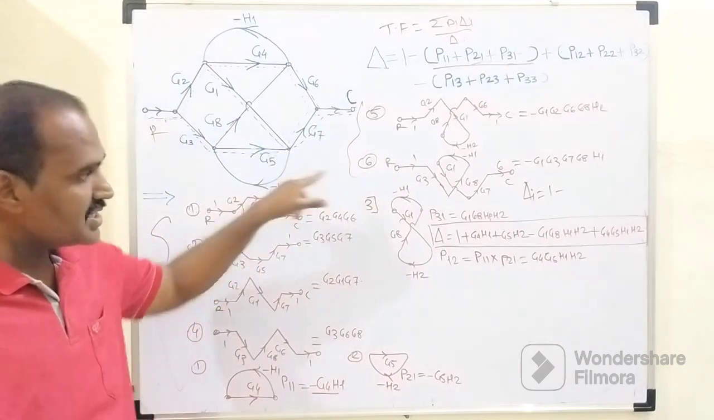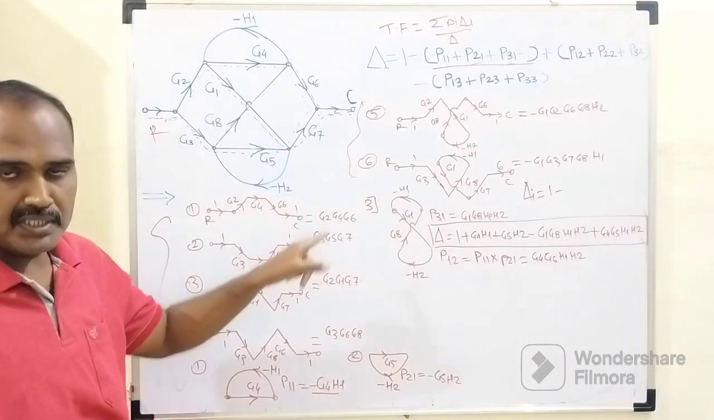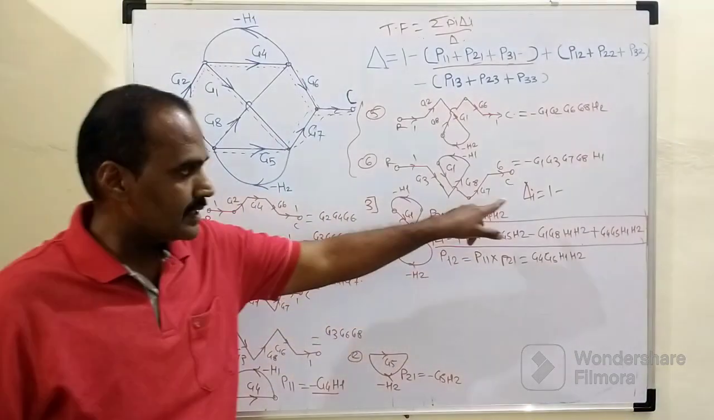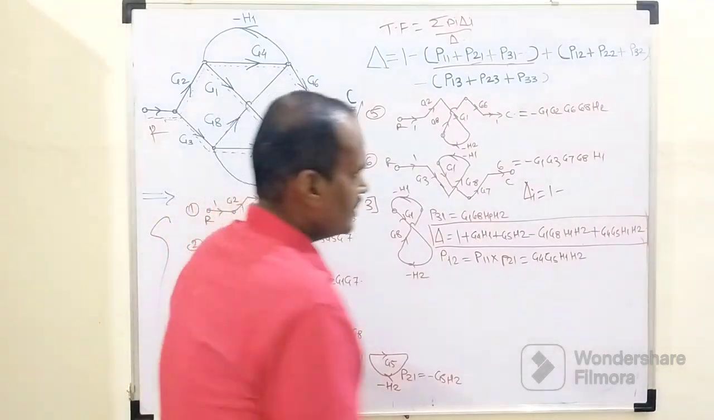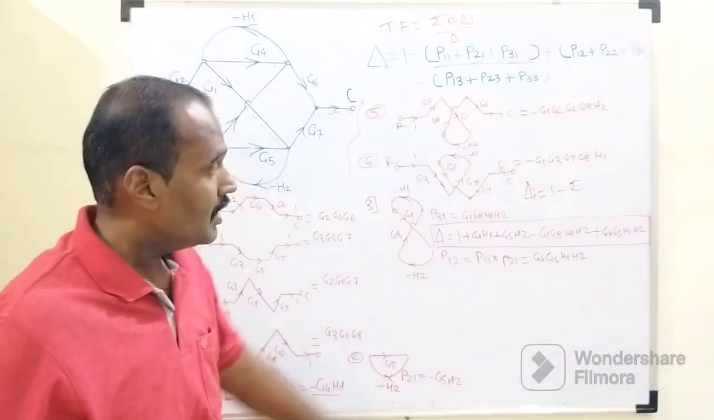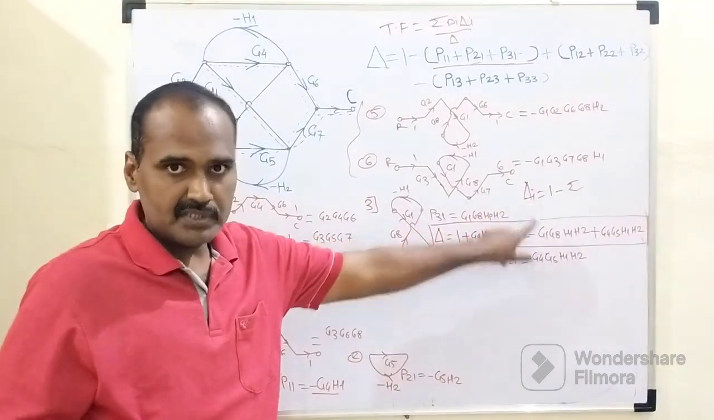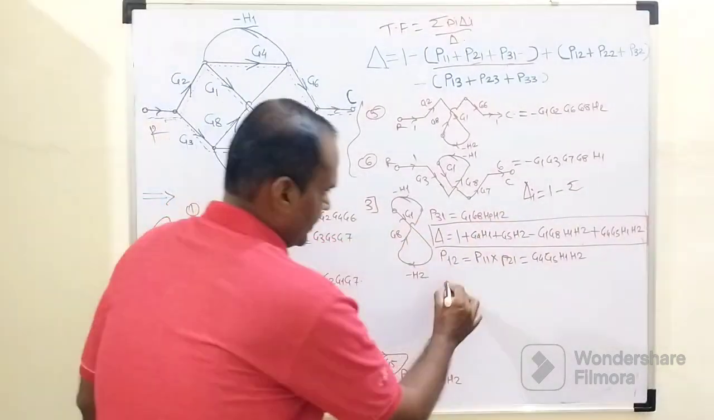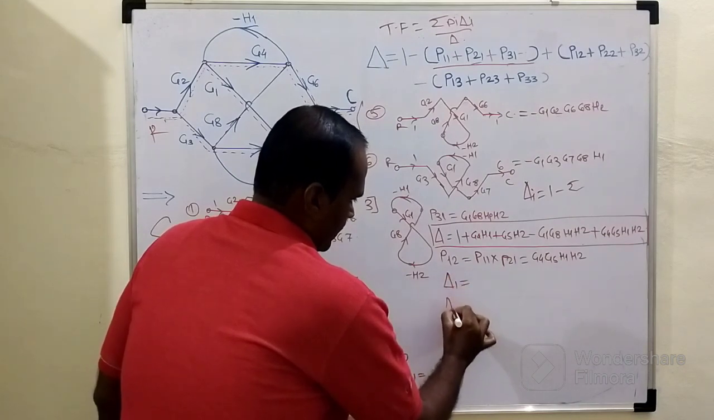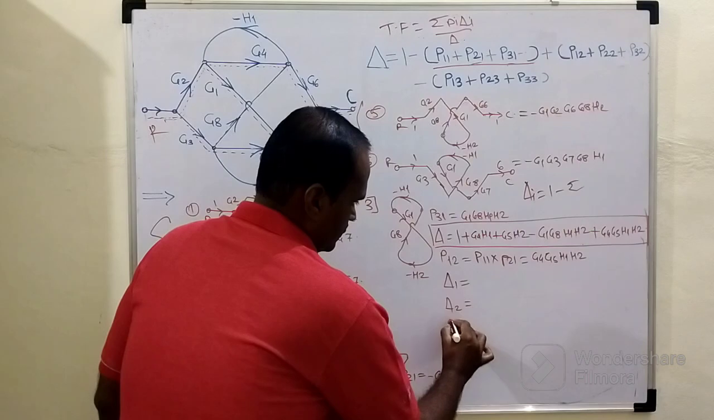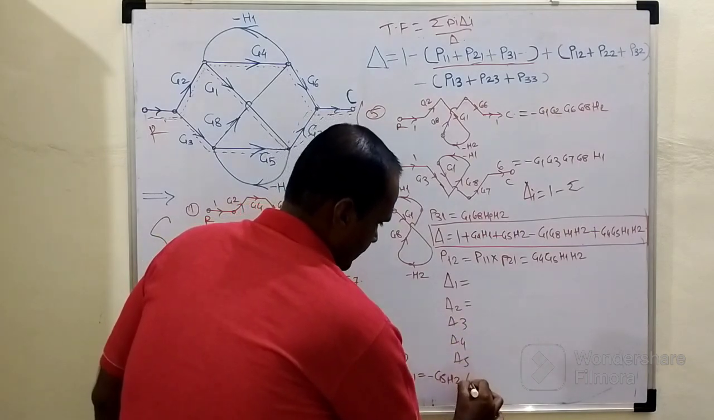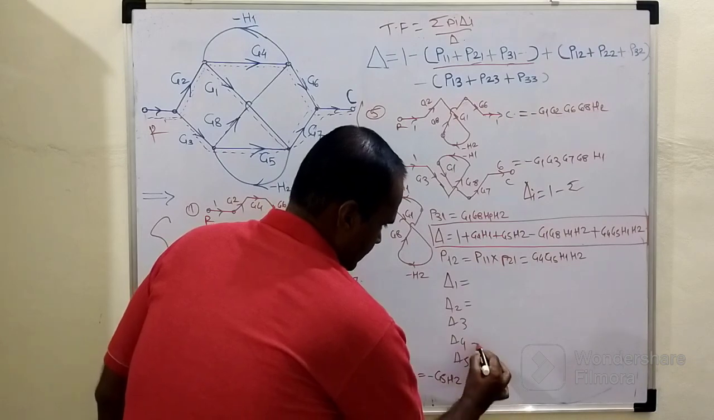As we are having 6 different forward paths, P1, P2, P3 up to P6, whenever we are determining this delta I, delta I is nothing but 1 minus the summation of all loop gains which will not touch the I-th forward path. For our convenience, we are going to determine delta 1, delta 2, delta 3, delta 4, delta 5 and delta 6.